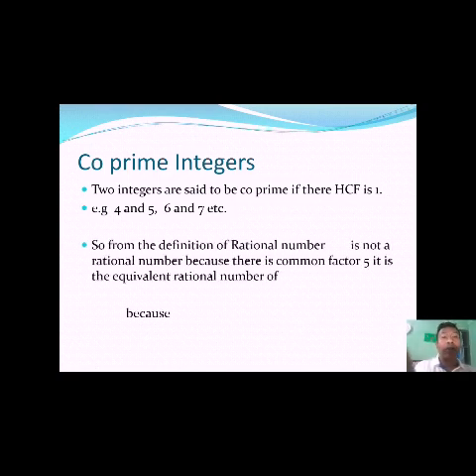So, from the definition of rational numbers, 5 by 10 is not a rational number, but it is equivalent to the rational number 1 by 2, since there is a common factor 5 between 5 and 10. So we can write 5 by 10 equal to 1 by 2. So 1 by 2 is a rational number and 5 by 10 is the equivalent of 1 by 2.